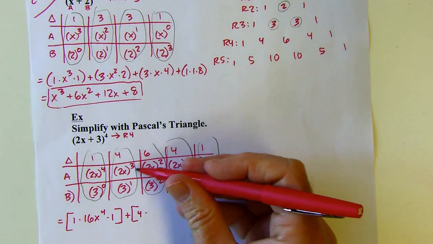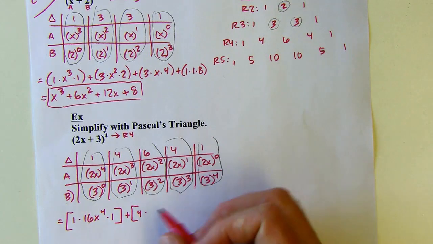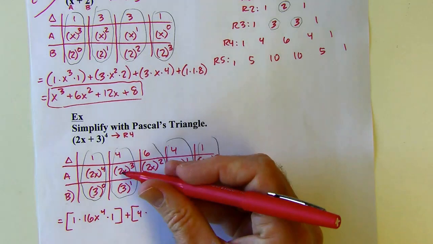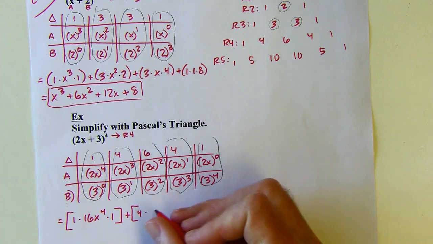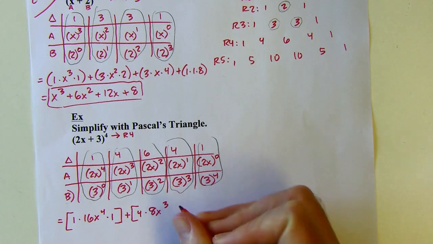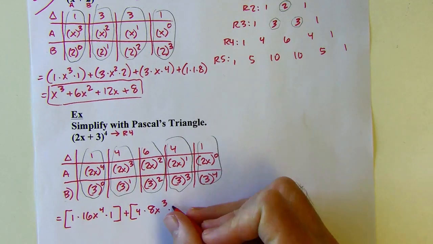Okay, and then the quantity 2x to the 3rd. A lot of times people will just write 2x to the 3rd down here, but no, because you have to think of 2x times 2x times 2x, which would be 8x to the 3rd. That's where the parentheses come in. All right, and then 3 to the 1st is 3.